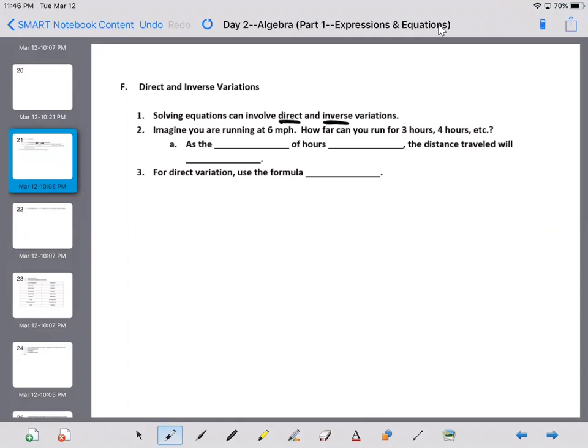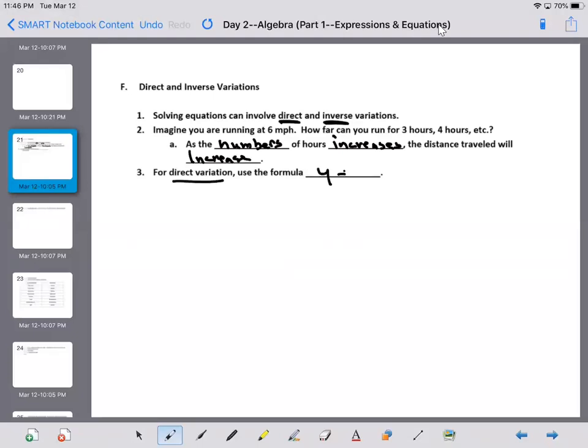inverse variations. And a lot of that means, for instance, if you're running 6 miles per 1 hour, how far can you run for 3 hours or 4 hours? And so as the number of hours increases, we would see that the distance traveled will also increase. So this is a formula for your direct variation.